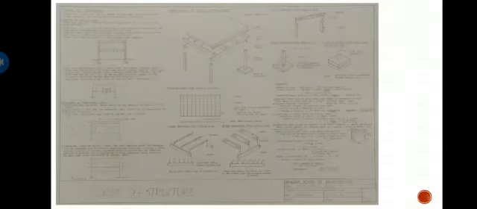Gravity loads are the loads that act vertically downwards due to the gravitational effect of earth, and it includes dead load and live load. Lateral or horizontal loads are the loads which are horizontal forces acting on the structure parallel to the ground, and it includes wind loads, earthquake loads or seismic loads and snow loads.